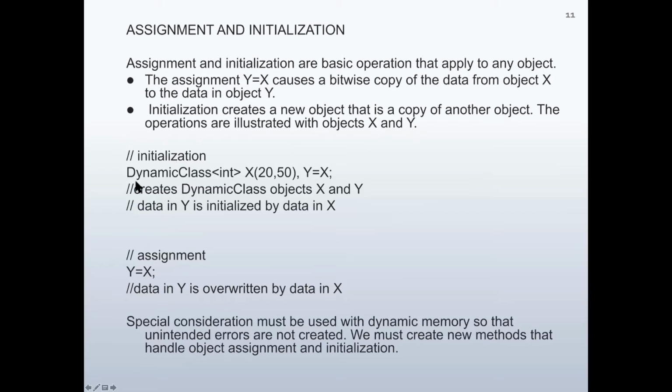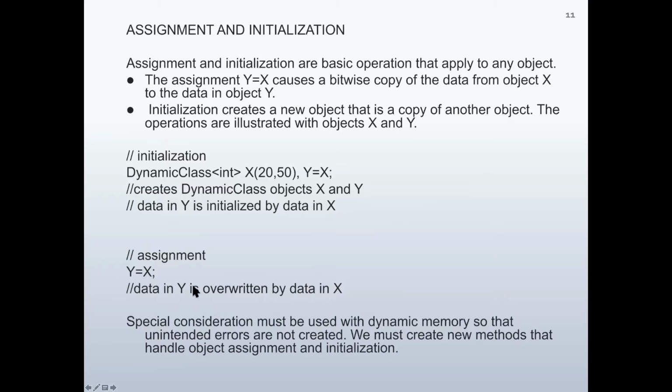For the initialization, consider this code. Here we are declaring an object x with parameters 20 and 50, and this object is of type dynamic class int. Here there is another declaration, y. It is again of dynamic class integer type, and notice here that it is initialized with the values given here for x. This line creates dynamic class objects x and y. Data in y is initialized by data in x.